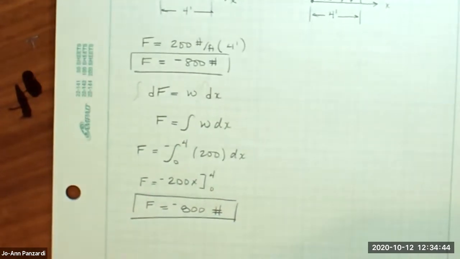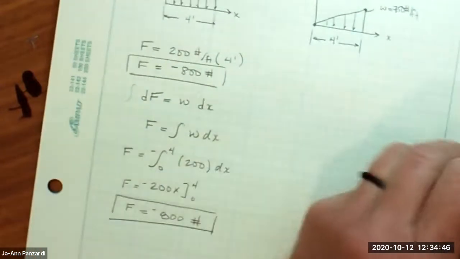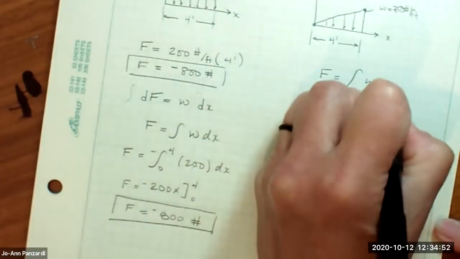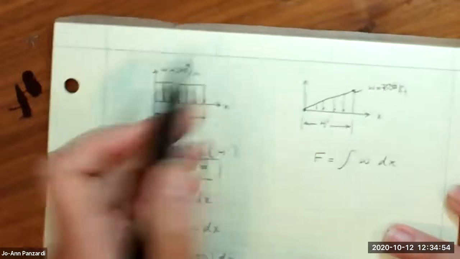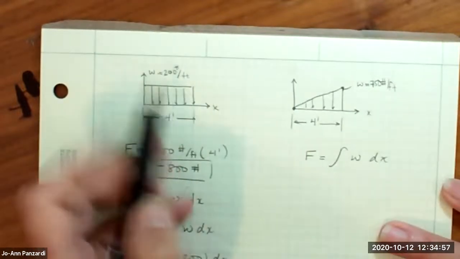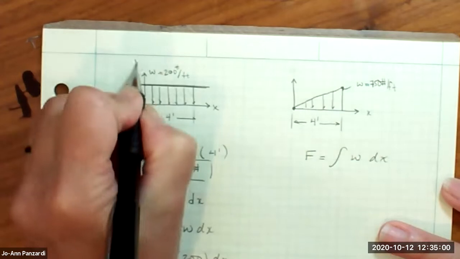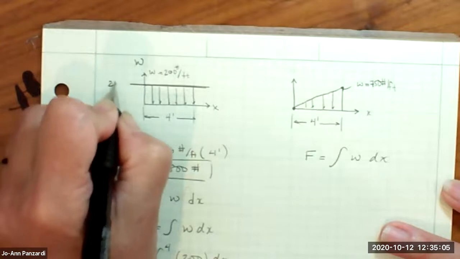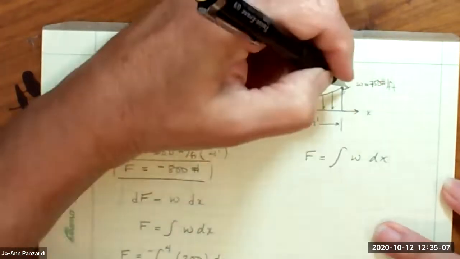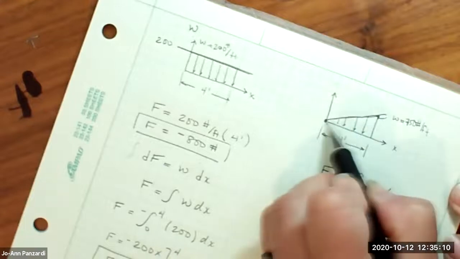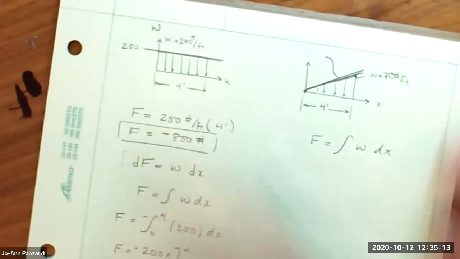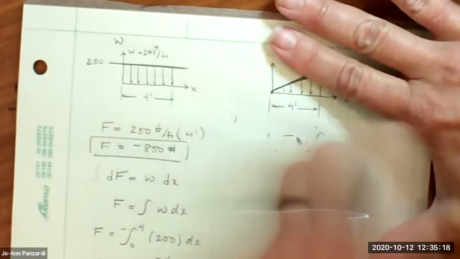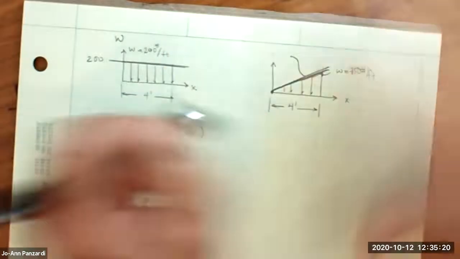So the same step with the other: F is equal to the integral of W dx. Well, in this case right over here, I knew that the equation of this line, with the y-axis being the W line, is 200. But in this case, on the triangular one, I'm looking at a line that's like this, so I have to find the equation of that line. So the equation of that line, let's do that first. And I'm going much slower than you guys could do.